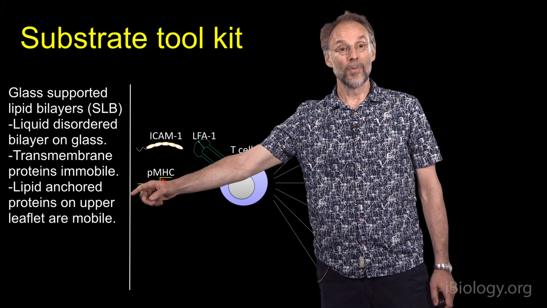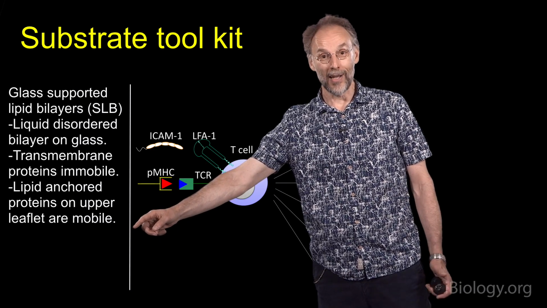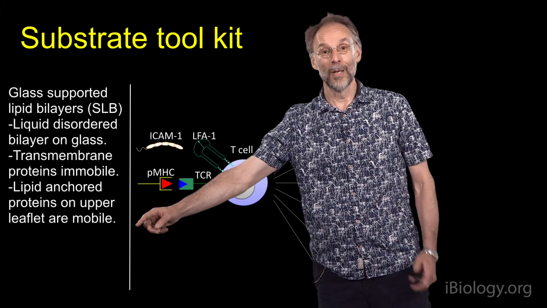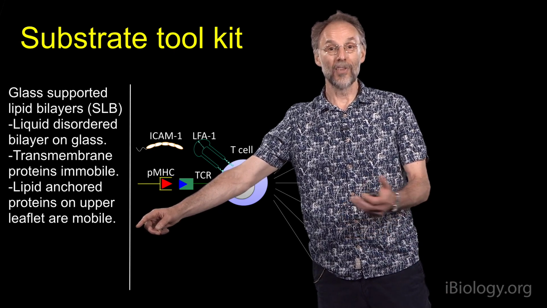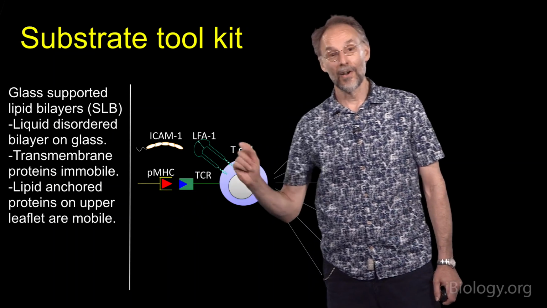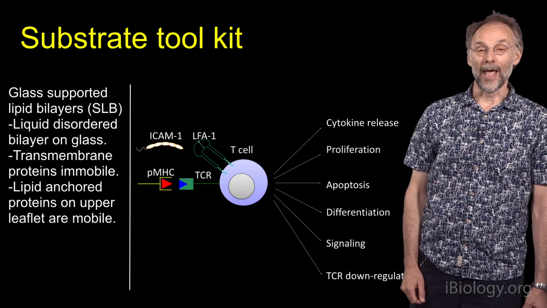Transmembrane proteins in this system become immobile, but if you anchor the proteins to the lipid bilayer directly, for example, through a C-terminal histidine tag and some of the protein extracellular domains linked to nickel chelating lipids in the bilayer, the ligands are highly mobile and allow formation of an immunological synapse.